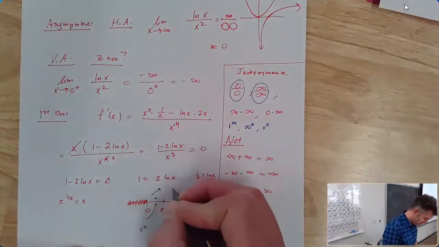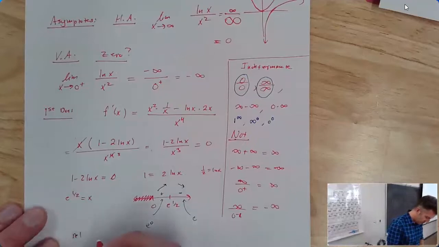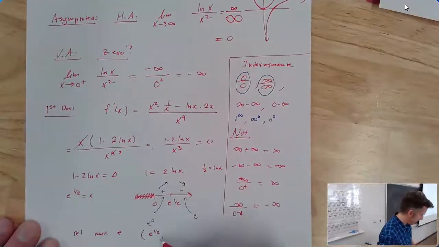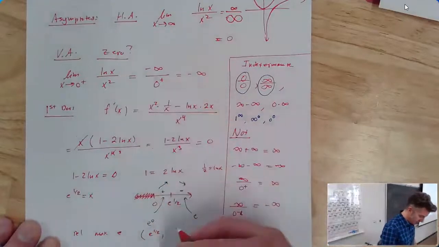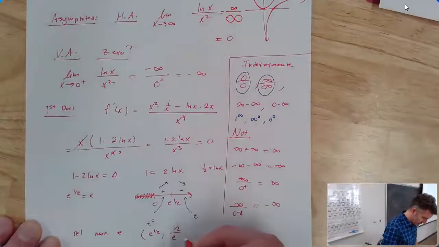So we definitely have a relative maximum at e to the 1/2, comma, if I plug in e to the 1/2, I get the natural log of e to the 1/2, which is 1/2 over e to the 1/2 squared, which is just e.